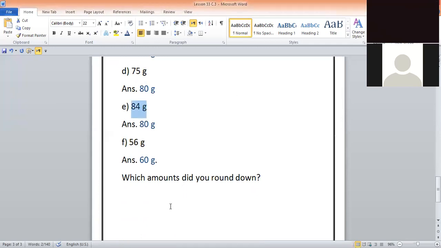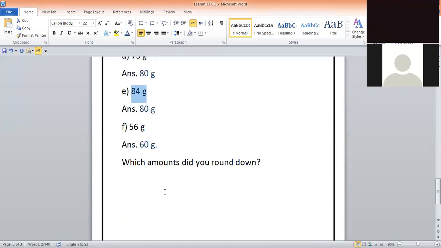21 and 84. Very good. 21 and 84 are rounded down to 20 and 80.